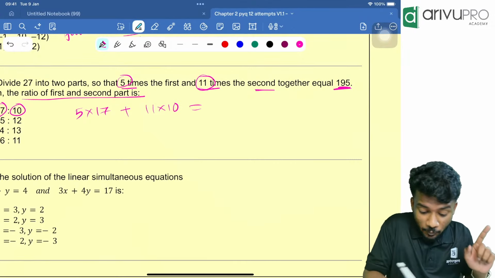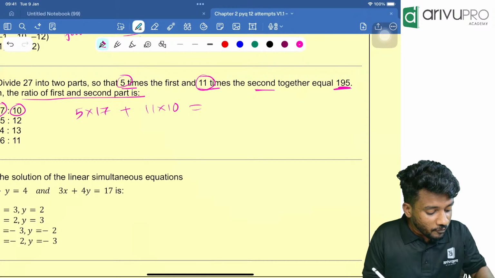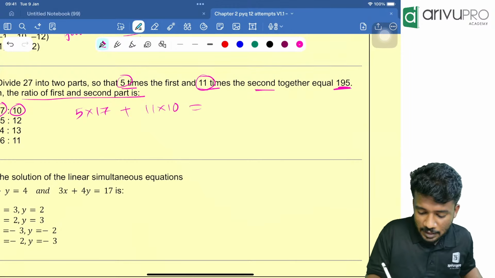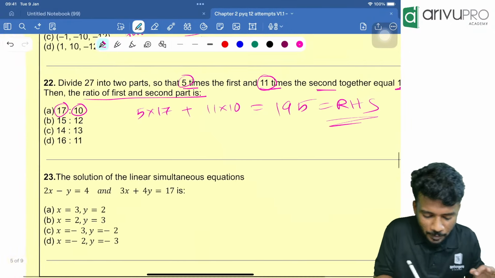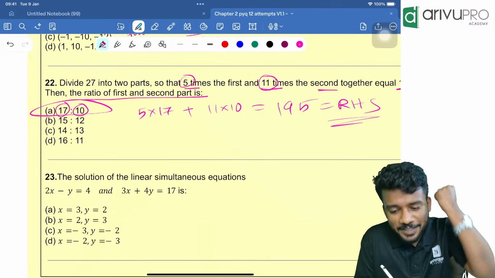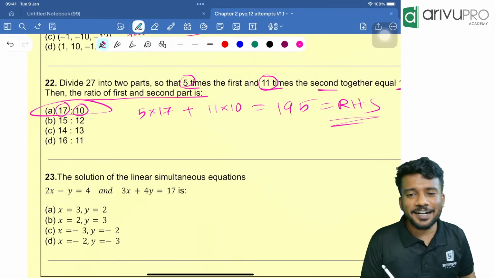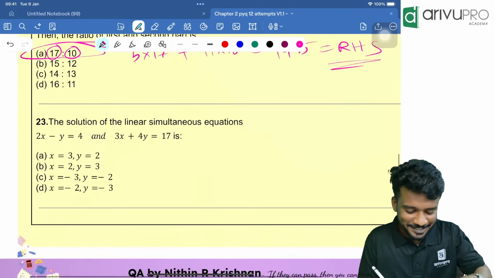Check whether you are getting 195. So clear the memory. 5 into 17 plus 11 into 10, plus, how much? 195, which is equal to RHS. That means the two parts are what? 17 and 10. Option E is your answer. Clear? Yes. Okay, next one.